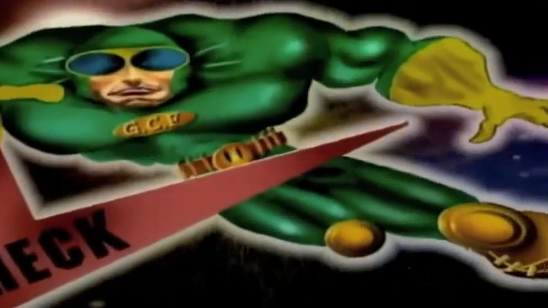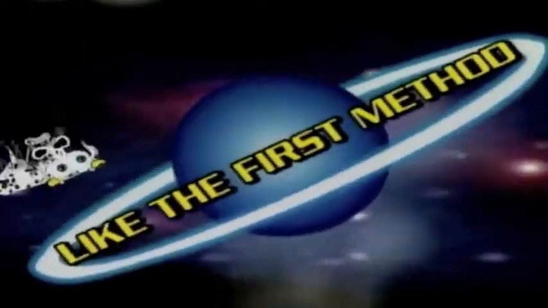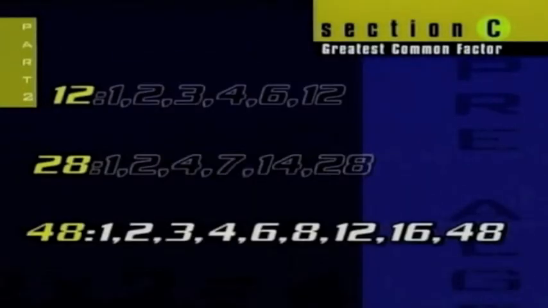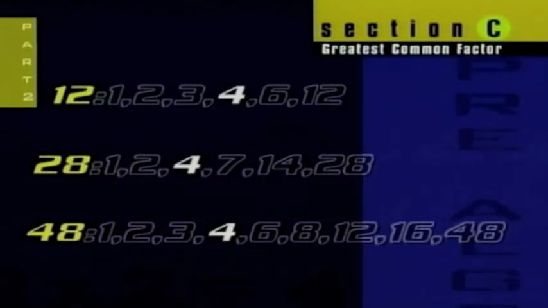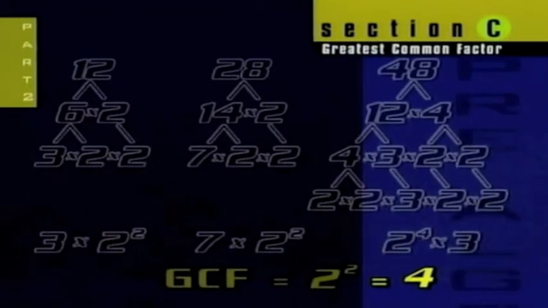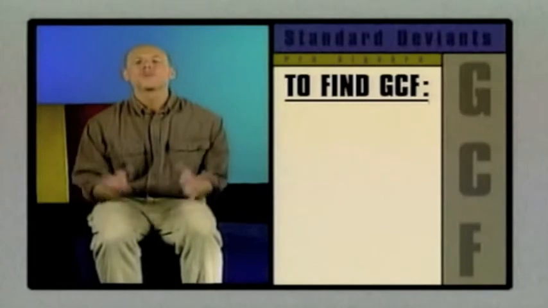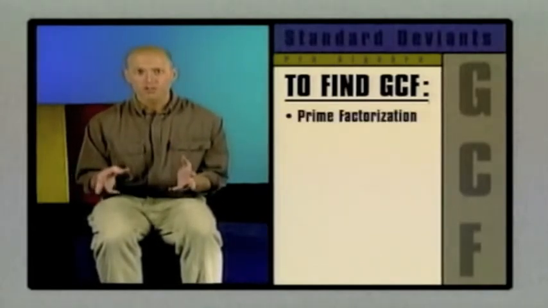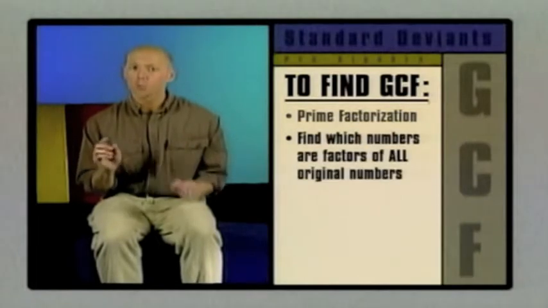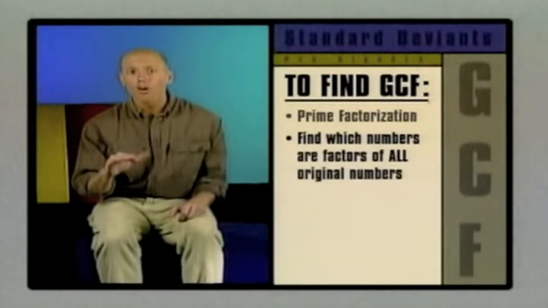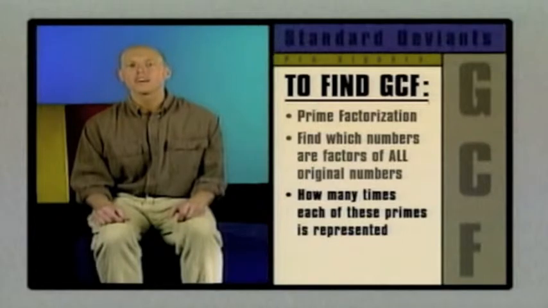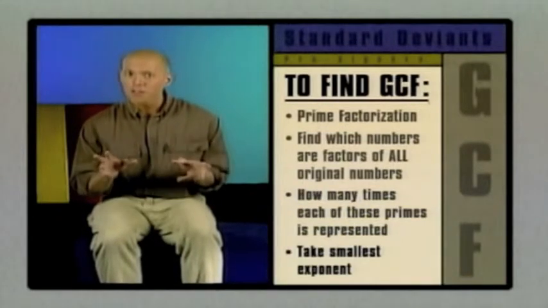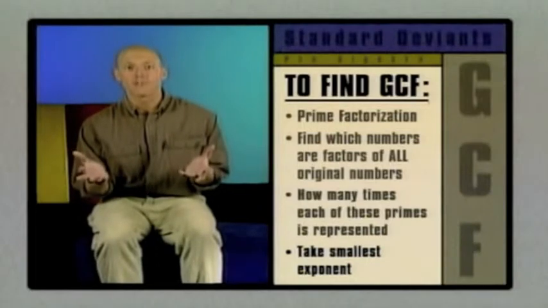A great way to check our work is to list the factors like we did in the first method and see if we got the same answer. See how when we list out the factors in whole numbers, 4 is the GCF. That means we did our factoring correctly. So, when we're looking for the GCF, first we want to get the prime factorization of our numbers. Then figure out which prime numbers are factors of all our original numbers and how many times each of those prime numbers is represented. Then, we take the smallest exponent and we've got our GCF.